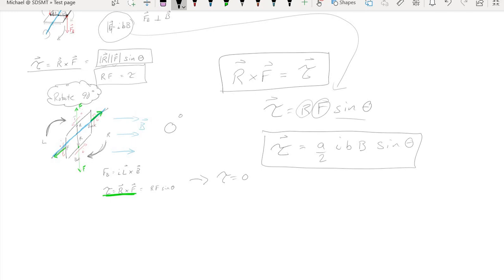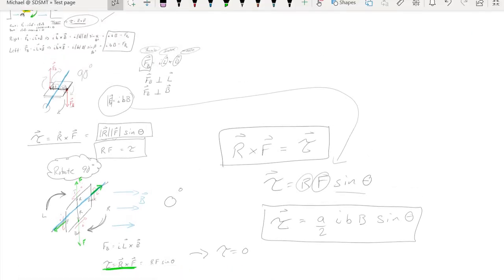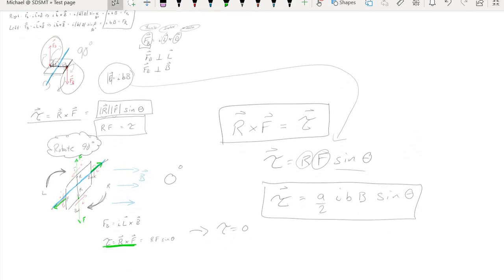Keep in mind that this is only for one of the forces. We now have to add the contribution of both forces together. But both forces have the same magnitude, both forces are applied at the same radial distance of A over 2, and both forces will maintain the same angle relationship during rotation.